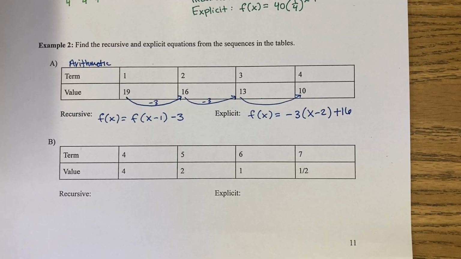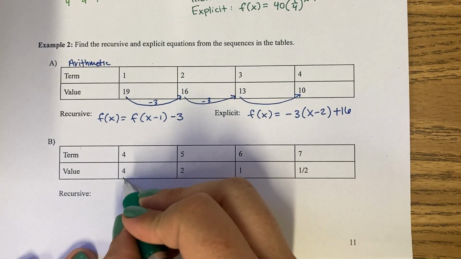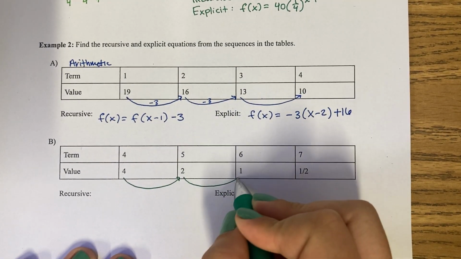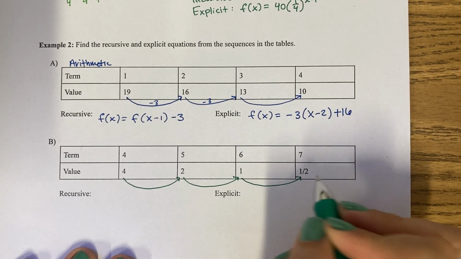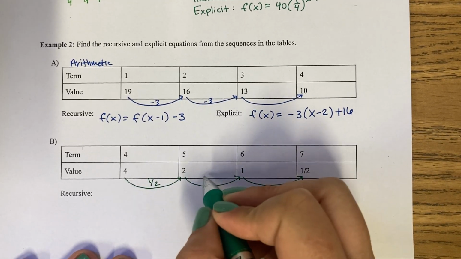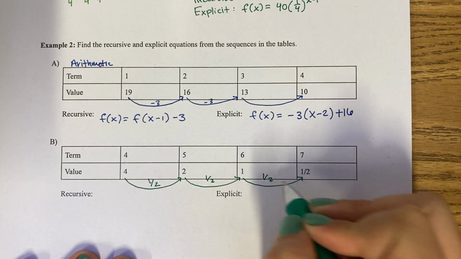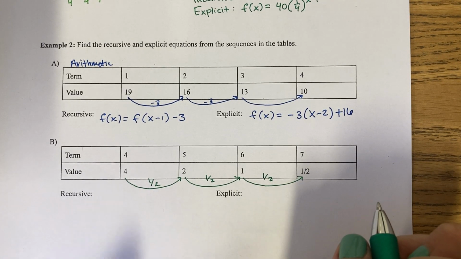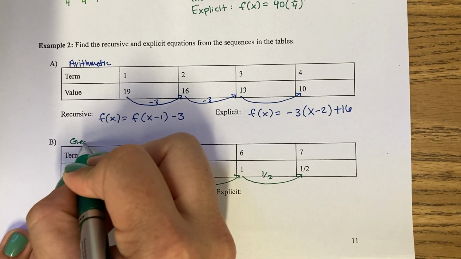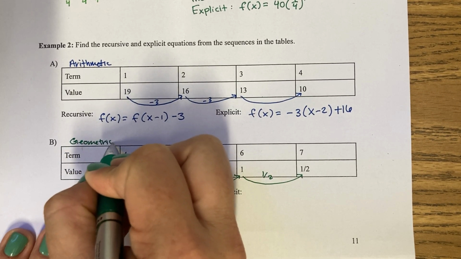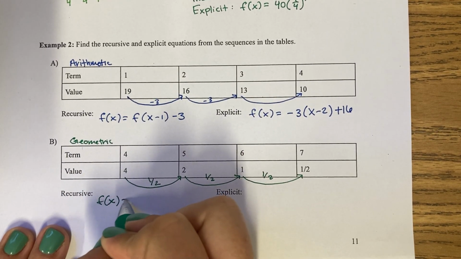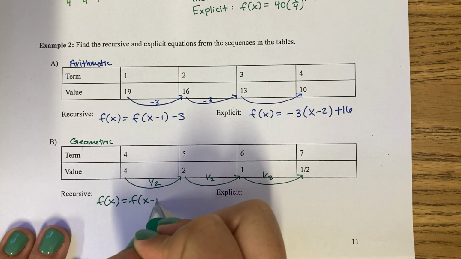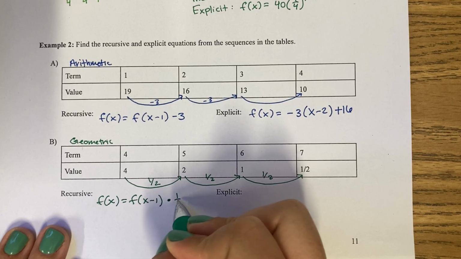Question B. 4 to 2, 2 to 1, 1 to 1/2. That's cutting it in half each step. So that's geometric. F of x equals f of x minus 1 times by 1/2.